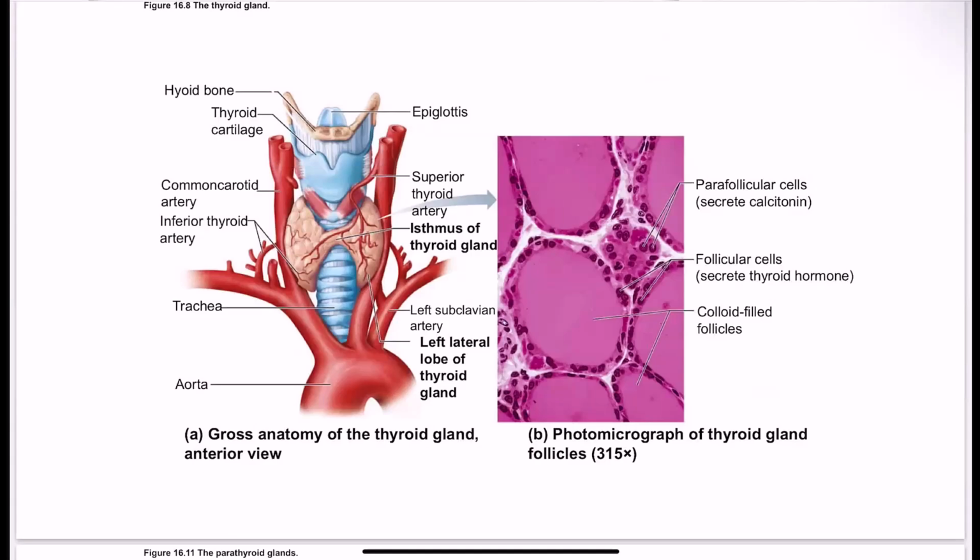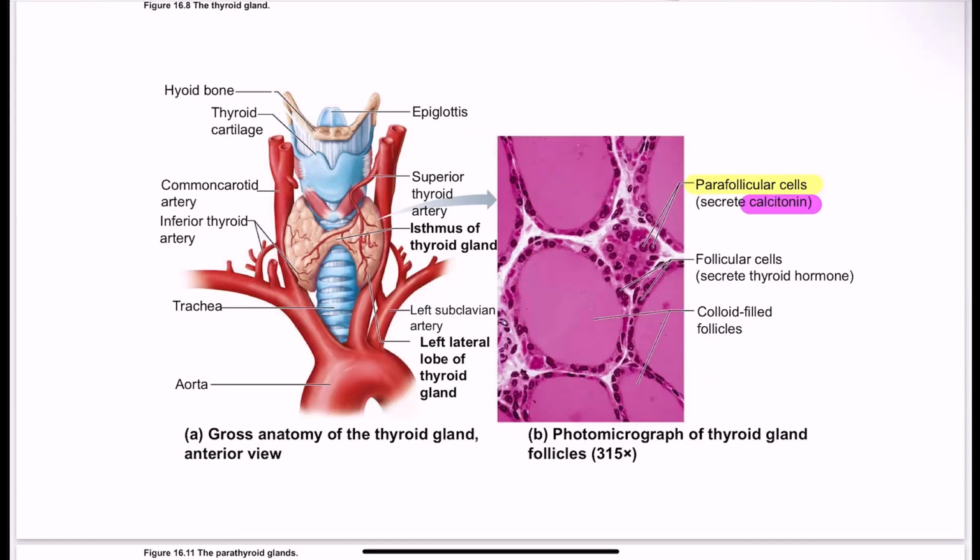So we talked about the thyroid and in our histology image here, we talked about those thyroid follicles. What we didn't talk about yet are these guys, which are parafollicular cells. Parafollicular cells release this thing, calcitonin.